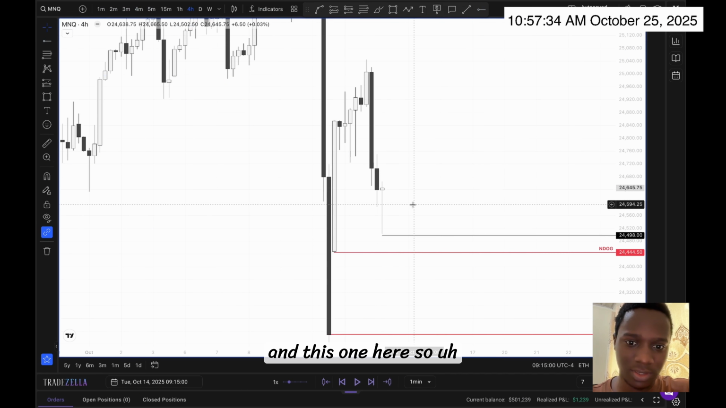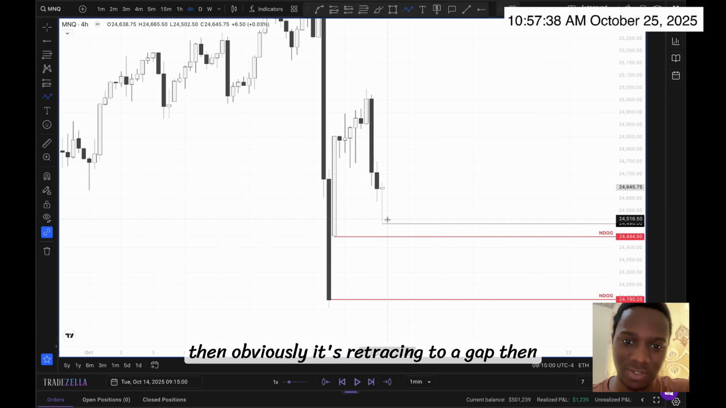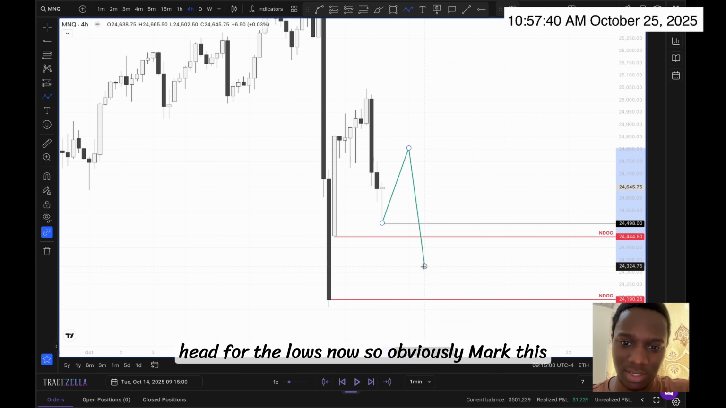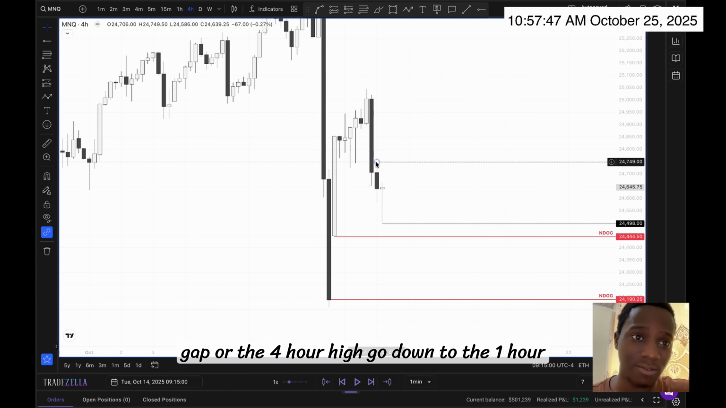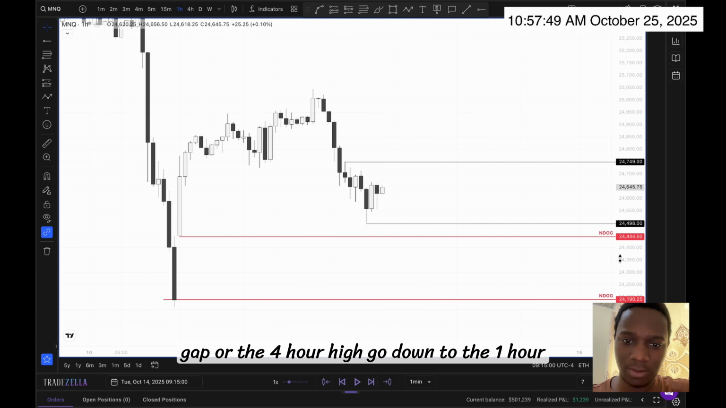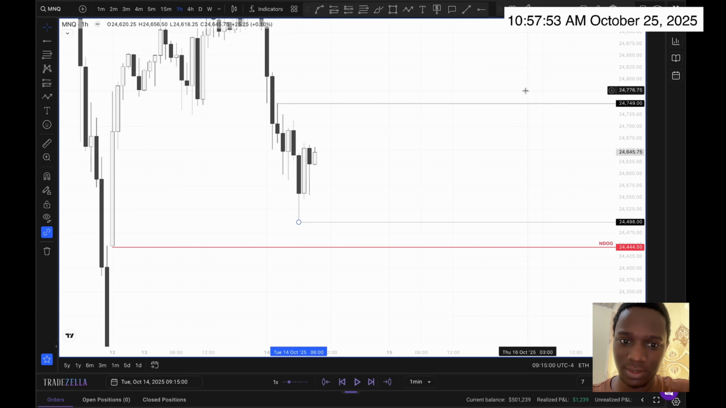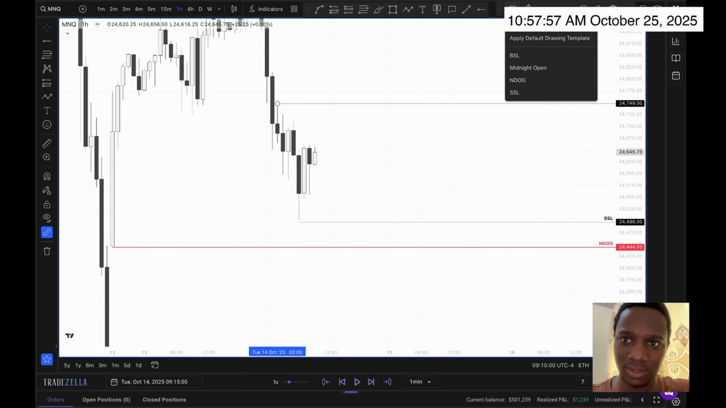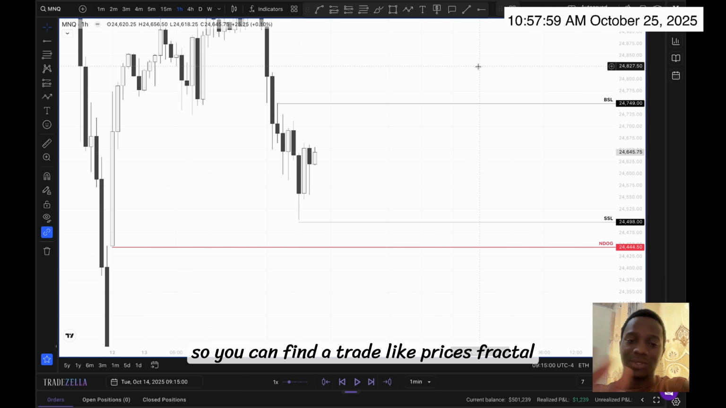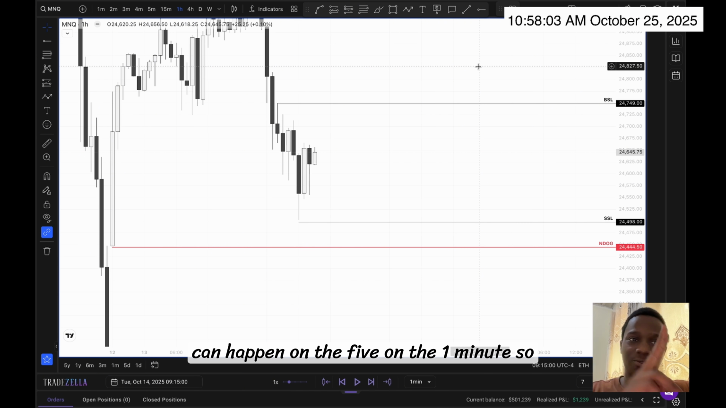So something I'm anticipating price could do, if these are my targets, is retrace to a gap, then head for the lows. Now, I'll obviously mark this gap or the 4-hour high, going down to the 1 hour. We've got sell side liquidity and some buy side. So you can find a trade, like price is fractal. What can happen on the 1 hour can happen on the 15, can happen on the 5 and 1 minute.